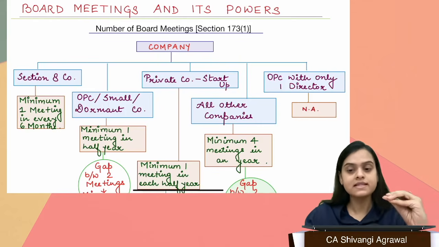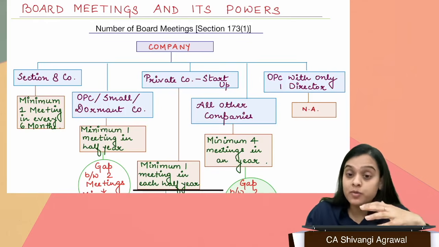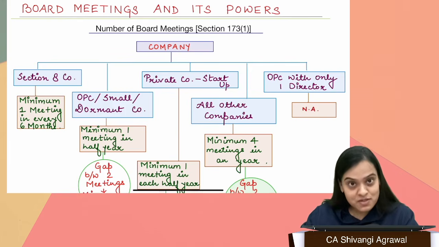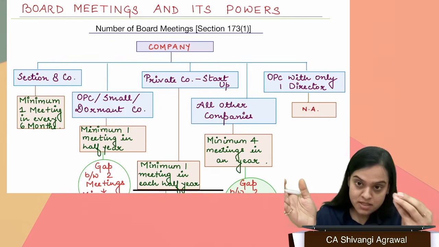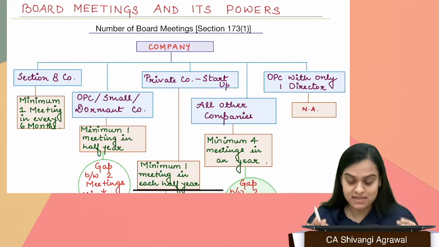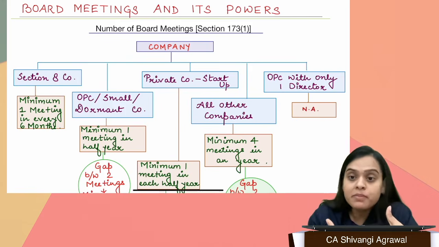Okay, so let's now revise the chapter of board meetings and its powers, right? If I talk about this particular chapter, it's a huge chapter, covering a lot of sections and is divided into two broad parts. One is the meetings of the board, and second is the powers of the board, as the name itself suggests, right? Okay, so what do we mean by board meetings?